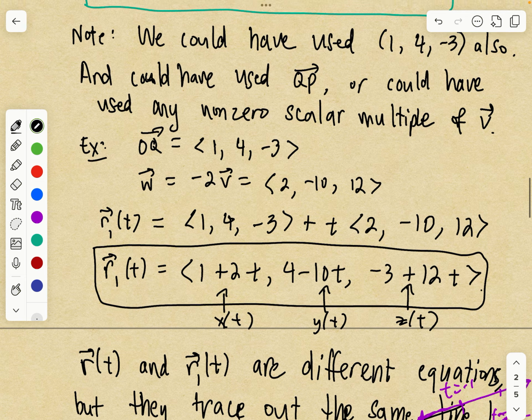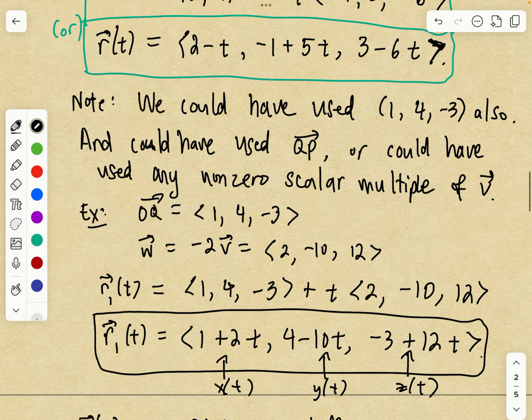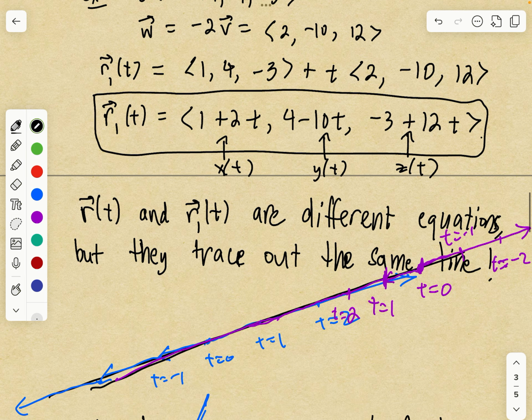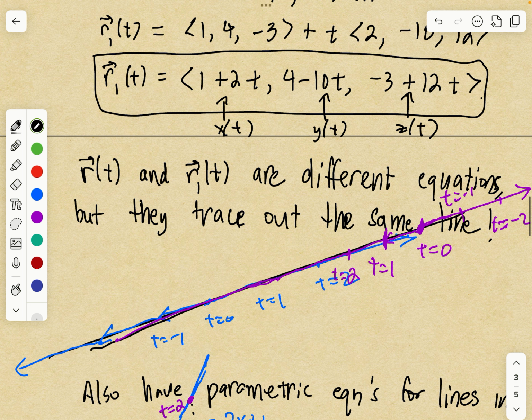And again, the downside of the parametric equations is that there's lots of options for the parametric equations, right? There isn't really a standard way, like a standard form for a parametric equation. So that's kind of one of the downsides, but parametric equations are fundamental in multivariable calculus, and we'll be using it a lot.